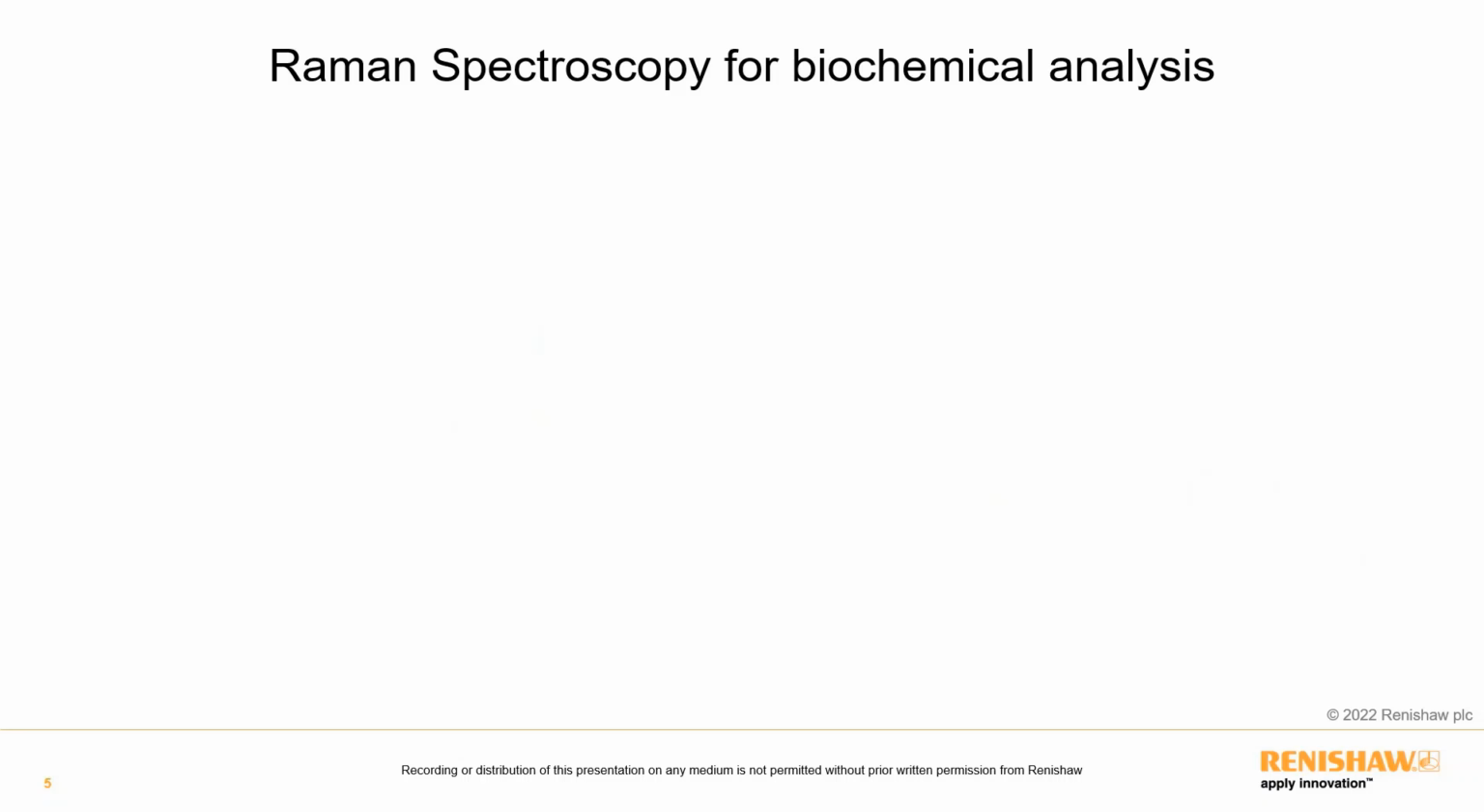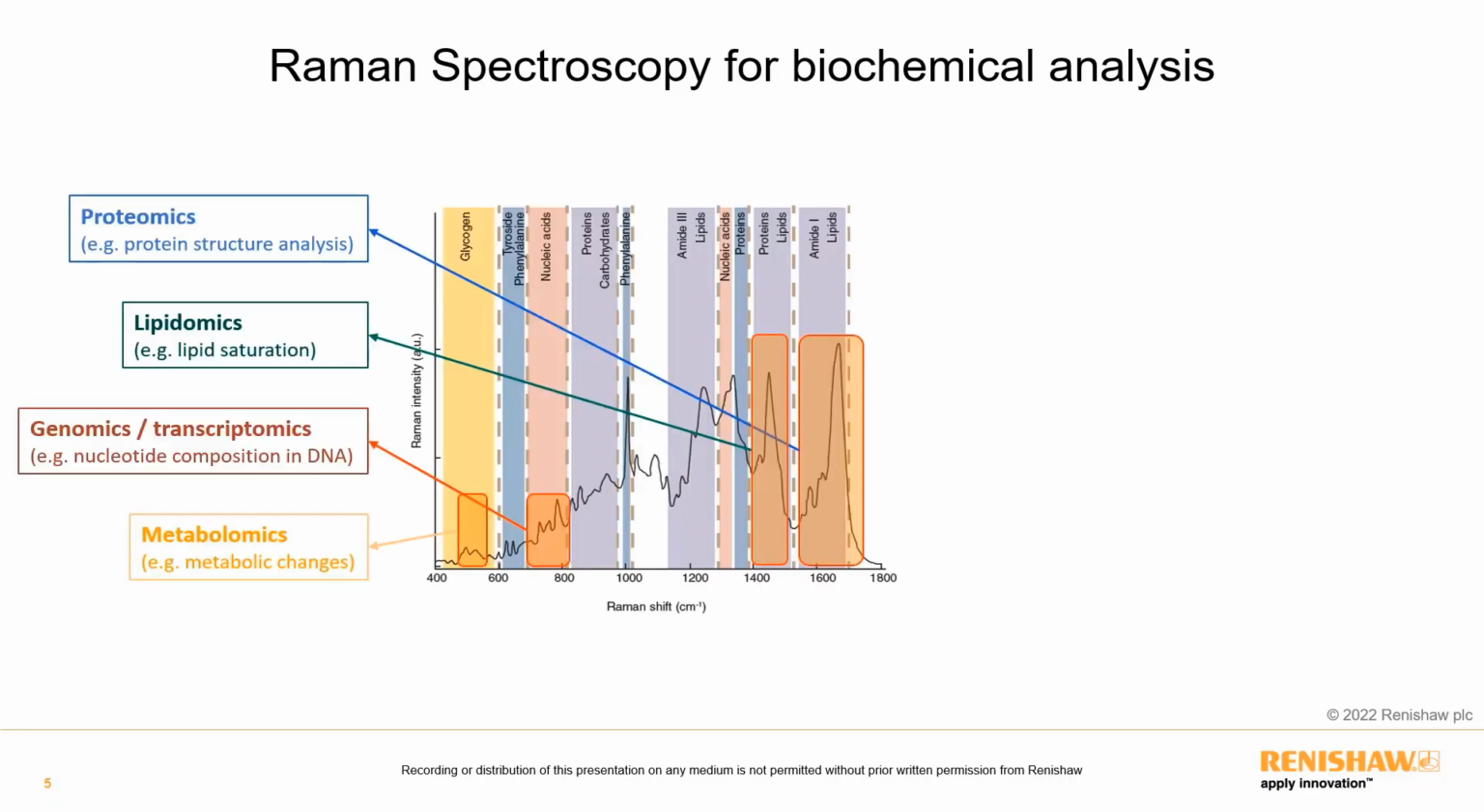So what type of information do we get out of a Raman spectrum? A Raman spectrum of a biological sample contains lots of information. This is an example Raman spectrum of a biosample, and it indicates the different biomolecules the bands are representative of. It also shows the different types of studies that are possible using Raman spectroscopy. For example, the bands in the 1400 to 1800 wavenumber range are representative of lipids and proteins, and they can be used for lipidomic and proteomic studies.